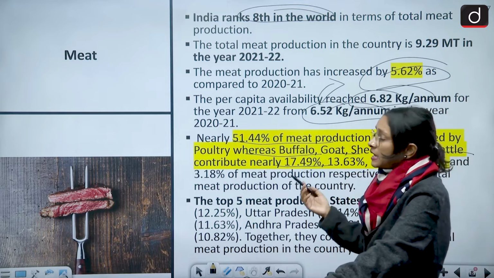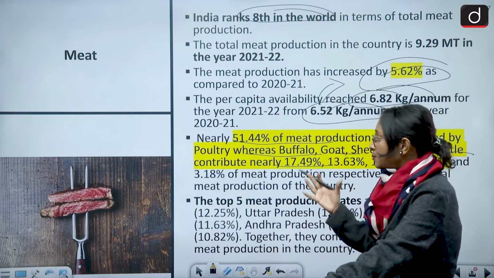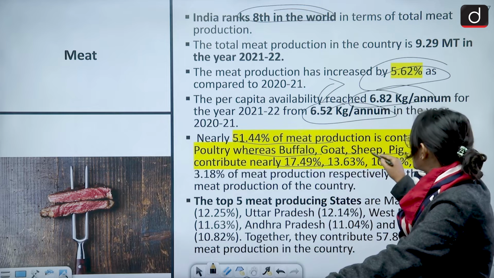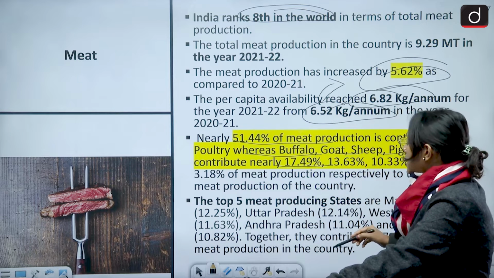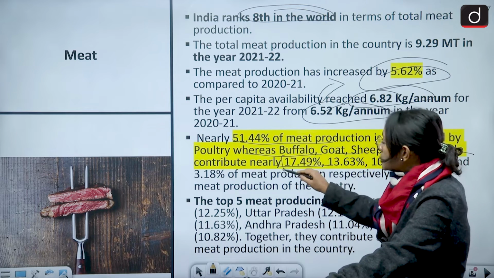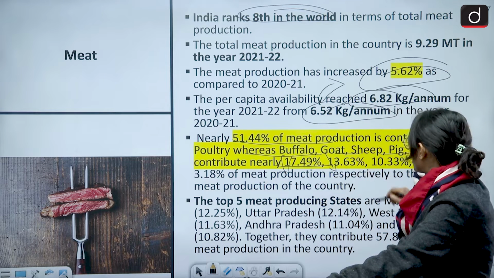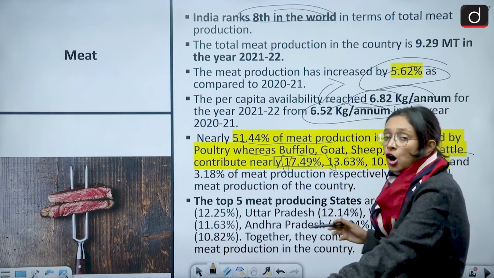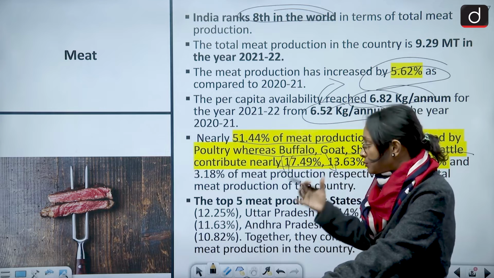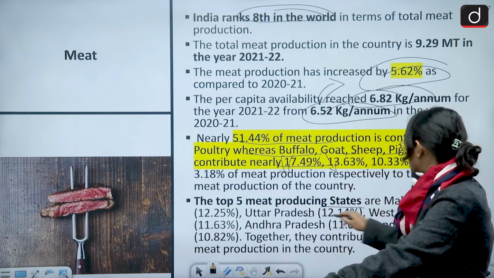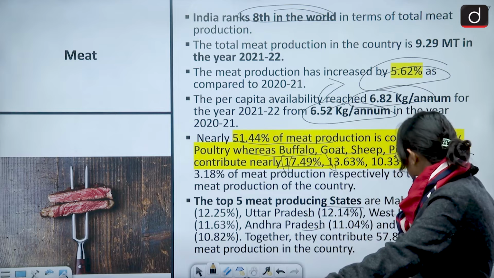So what we have seen is which kind of animals produce most of the meat. We have buffalo, goat, sheep, pig and cattle, and among them buffalo has the highest contribution, and goat also has a 13.63% contribution. So we can see how much we are contributing to meat production also, and the top 5 meat producing states are Maharashtra, Uttar Pradesh, West Bengal, Andhra Pradesh and Telangana.